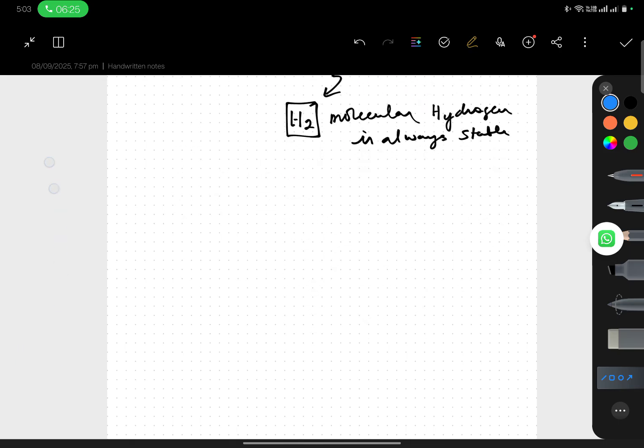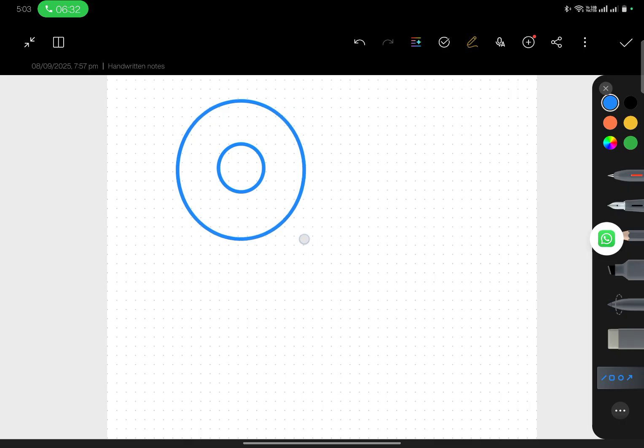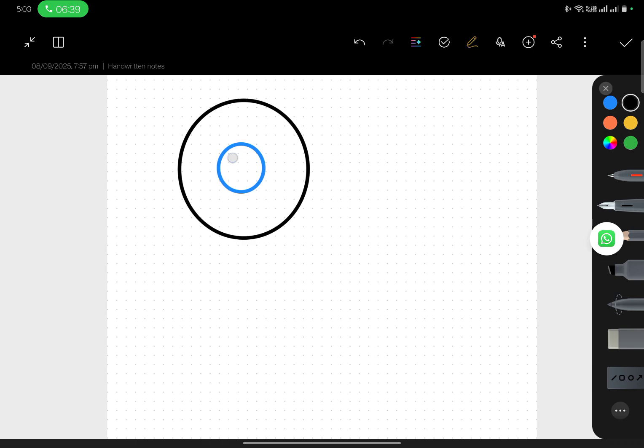Yes, sir. So let me just draw the structure. So this is your hydrogen nucleus, and this is your atomic, or the first orbit. So here you'll have 1 proton, 1 neutron, and 1 electron in the outermost orbit. So when you remove that 1 electron from it, you'll find only the proton left in it.